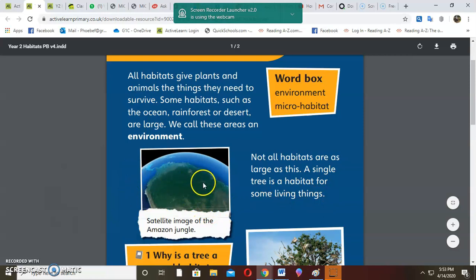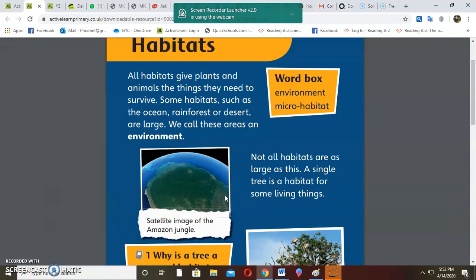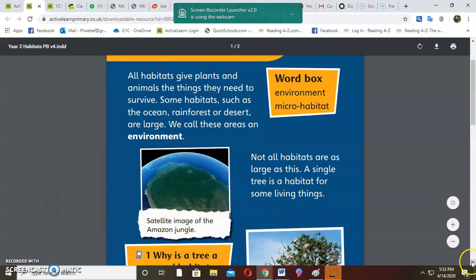Look at the globe. Yesterday I gave you an art drawing. You were supposed to draw the earth. So if you're able to draw the earth, you can also see the way this picture looks. It looks so beautiful. So, a satellite image of the Amazon jungle. Are you seeing the Amazon jungle? Okay.